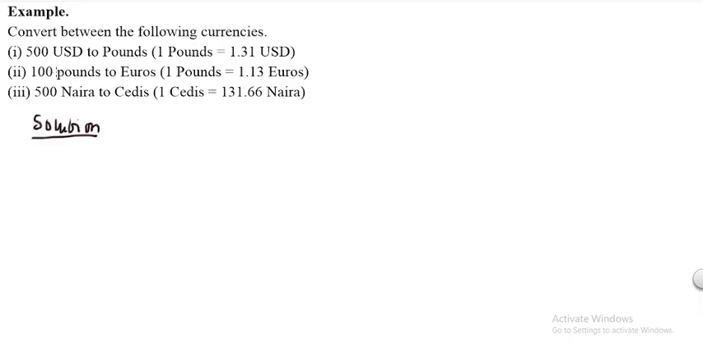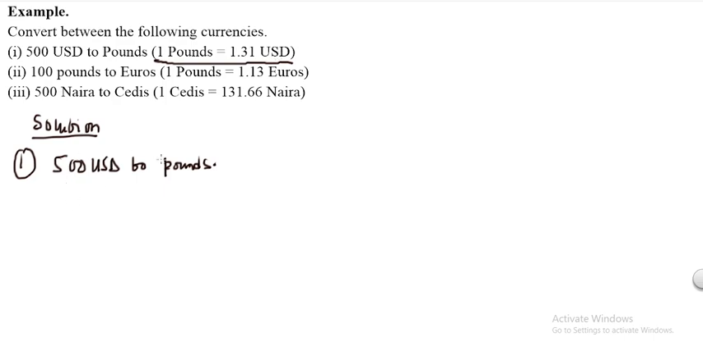For the first example, we are told to convert 500 US dollars to pounds. So I write 500 USD to pounds. How do we do this? First of all, for us to be able to convert, we have to know the exchange rate. And we're already given the exchange rate here as £1 is equal to 1.31 US dollars. In case you're not given, you can always check it on Google.